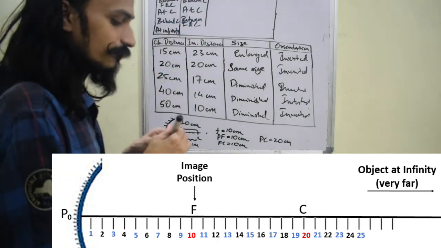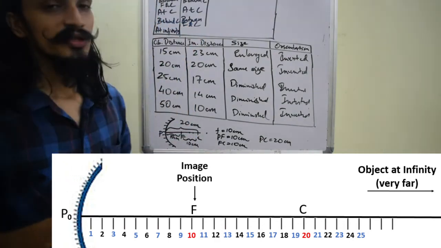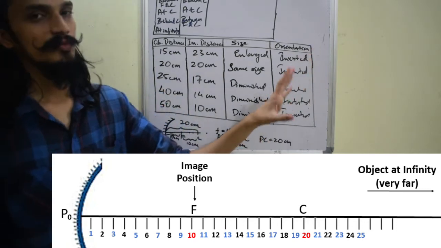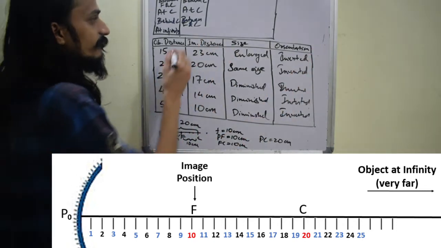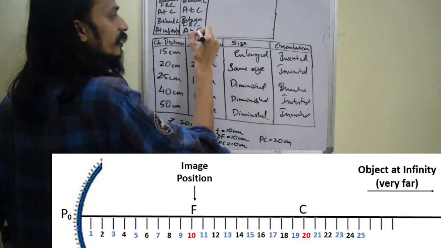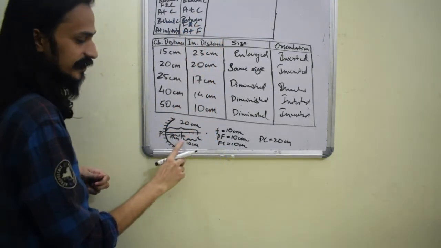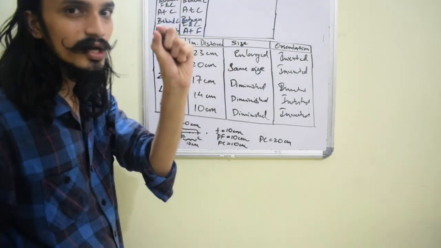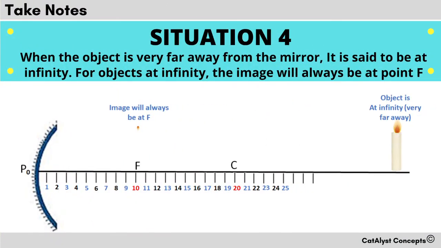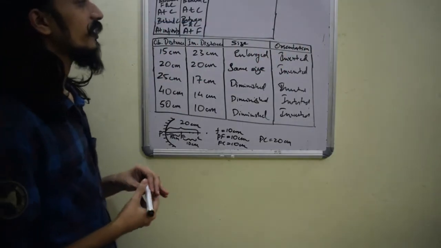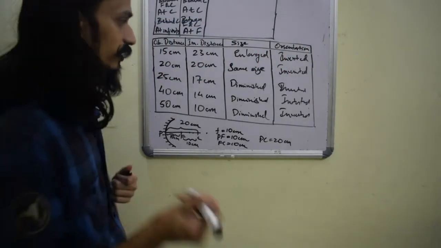Basically what I am trying to say, beyond a certain point, no matter how far I put the object, the image is always going to form at one point, and that is F. It is always going to form at the point F, which is exactly 10, and it will be a really small image, hardly noticeable, right? So these are 4 trends that we have seen so far.